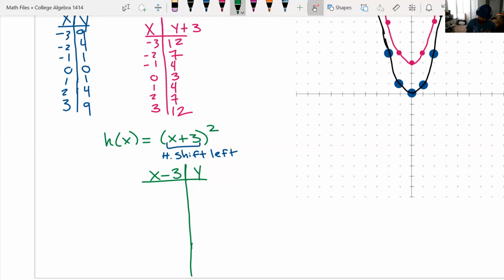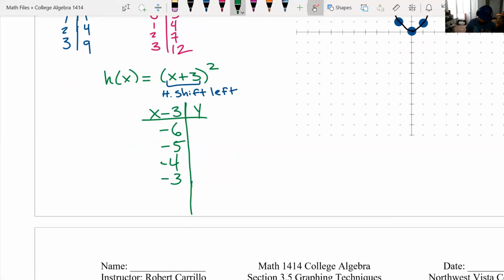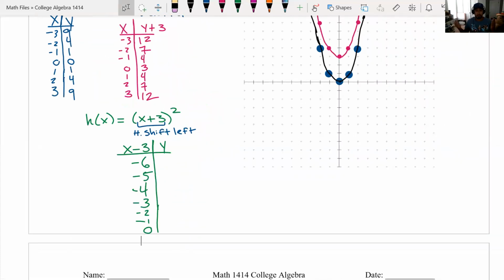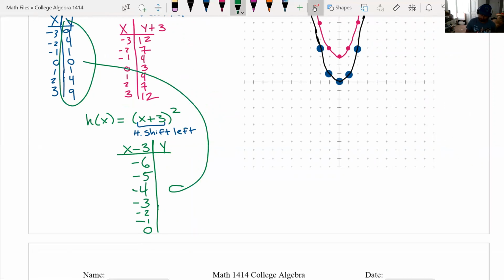So if we do that, I'll get -6, -5, -4, -3. Running out of room. So we have -3 and then -2, -1, and 0. And since the y values are unaffected, all we have to do is take these y values and just copy and paste them right there. So 9, 4, 1, 0, 1, 4, 9.